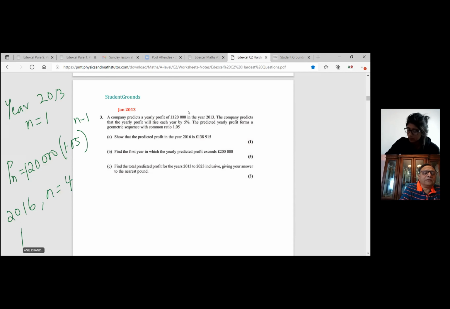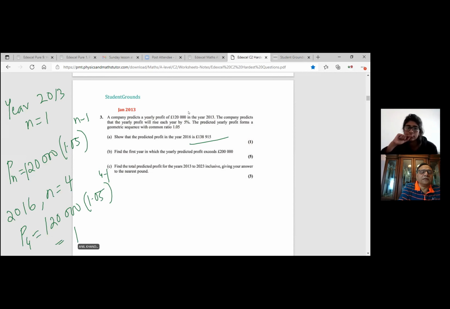So the fourth year profit will be equal to 120,000 times 1.05 to the power of 4 minus 1. And as you calculated, it came out to 138,915. Is that clear to you? Now, why did we do all this?